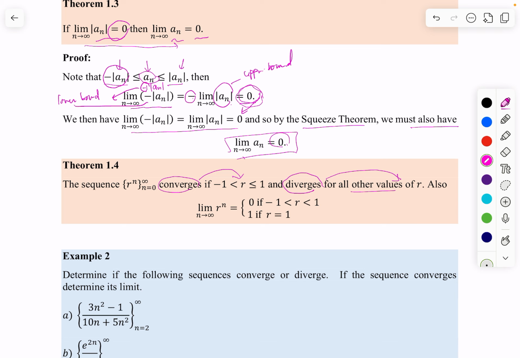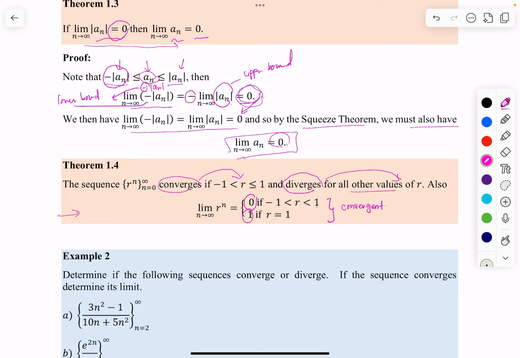It also says that the limit of the sequence r^n, n from 0 to infinity, would be 0 if r is between -1 and 1, and the value of the limit would be 1 if r equals 1. So these two cases are for the boundary values of r, -1 and 1. Okay, so this is convergent. This is what is given in this theorem.